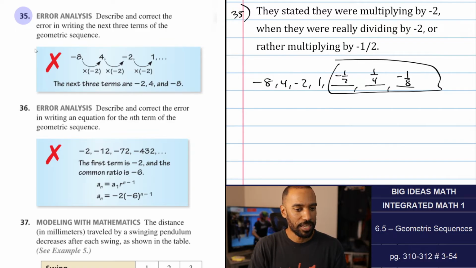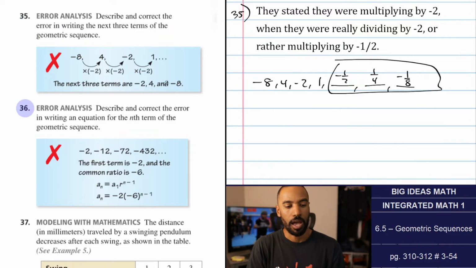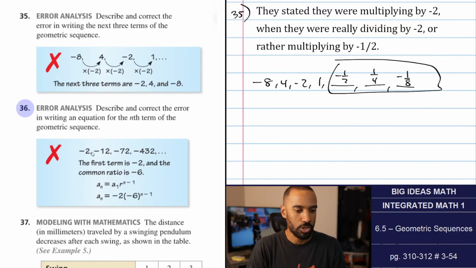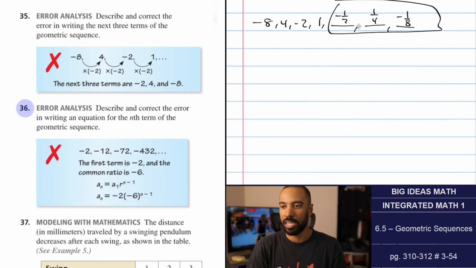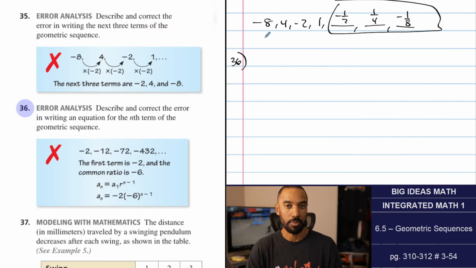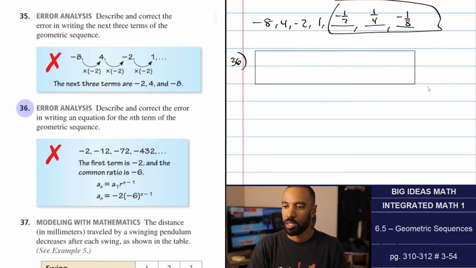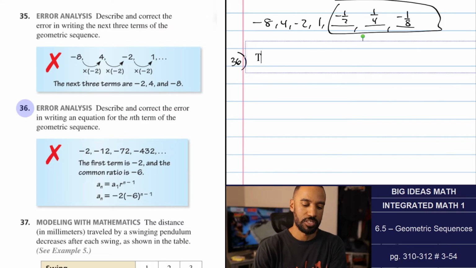So number 36, finding the nth term of the sequence. They do have a first term of -2, and they're multiplying by 6 each time. Now they put -6. You don't write negative in that case there. The first term was negative, and all the other terms are negative, and that's only going to be the case if you multiply by positive numbers. Multiplying by a positive number keeps the sign as it is. So they have their common ratio as -6 instead of +6.